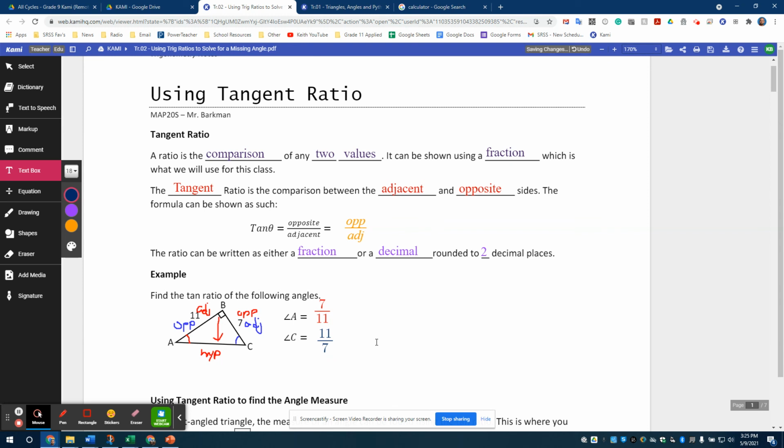That is how things change. We flip it around. So that's how we find the ratios. For A, it's 7 over 11. For C, it's 11 over 7, because our opposite and adjacent sides switch when it is a different angle, a different piece that we are trying to find. So it's important to remember that it's not going to be the same for every single triangle.